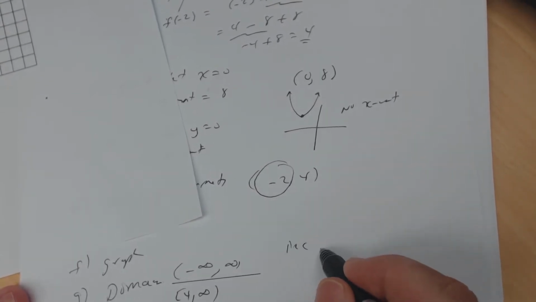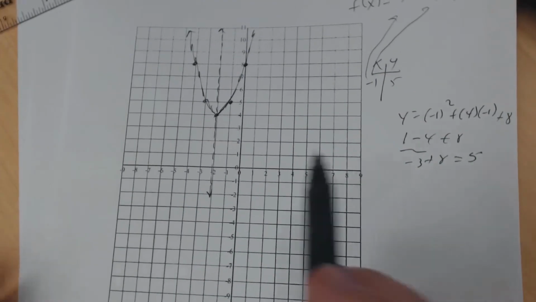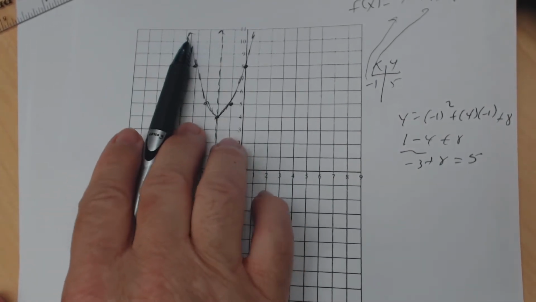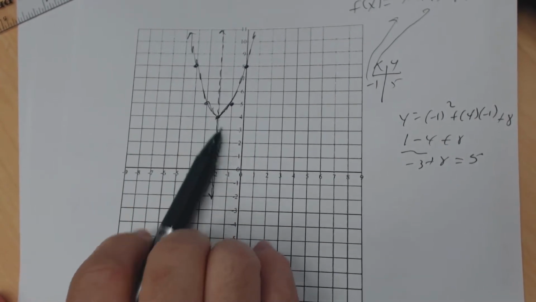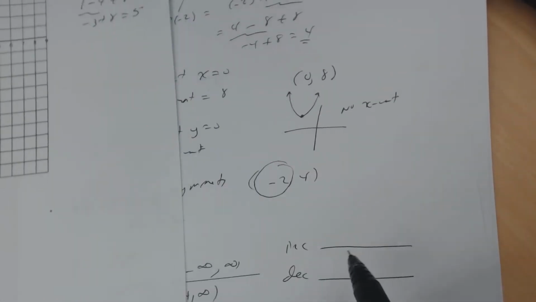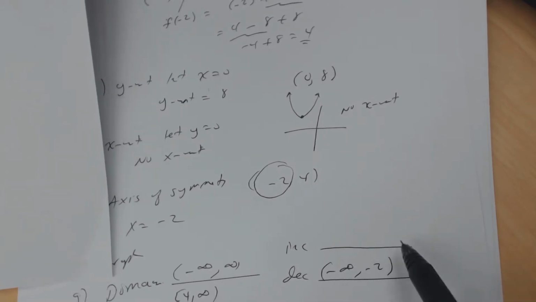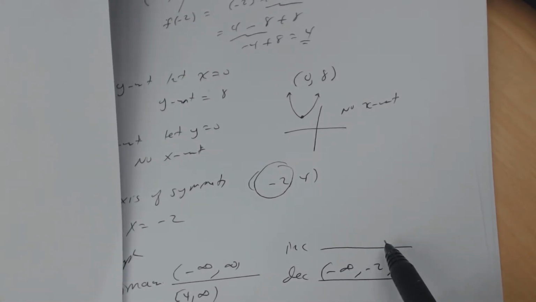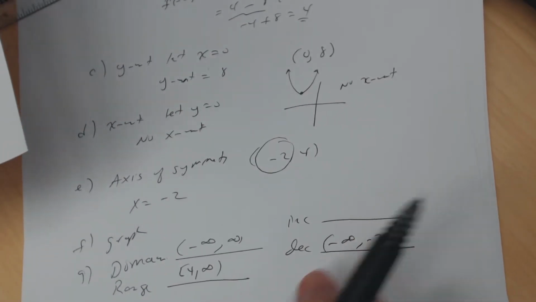And then they ask you about increasing, decreasing. That's easy as well. So notice as you go from left to right, your y values are decreasing. So they're decreasing from -infinity to this axis of symmetry, which is -2. That's where it's decreasing. -infinity to -2. Remember though, you always use parentheses, open intervals for your increasing, decreasing.